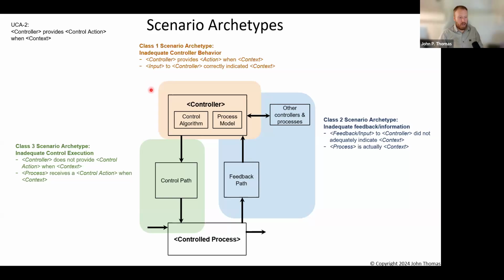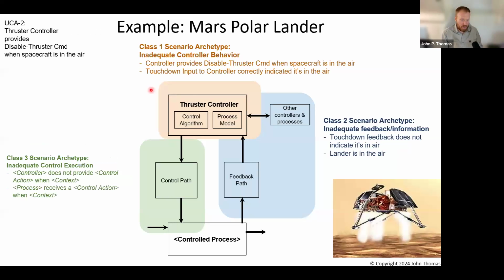So we now have our class 3. Let's try this for the Mars Polar Lander. Now, this is not going to be exactly what happened on the Mars Polar Lander. We already covered what really happened. We captured it right here. But let's postulate it to see what it looks like. What would a class 3 scenario look like?